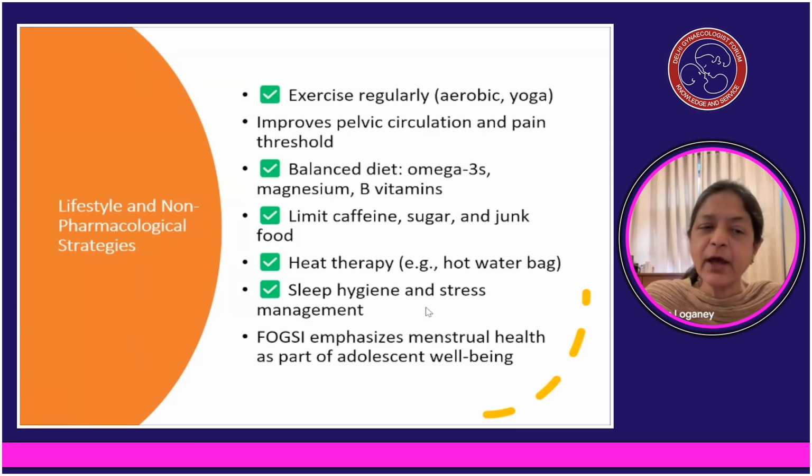So lifestyle, along with the painkillers that we would give at the initial time when the patient comes, are the additional factors that have to be done. Exercise regularly, aerobic exercises, yoga. This improves pelvic circulation and pain threshold. Balanced diet should be encouraged. Omega-3 fatty acids, magnesium, and vitamin B should be given. Limit intake of caffeine, sugar, and junk food.